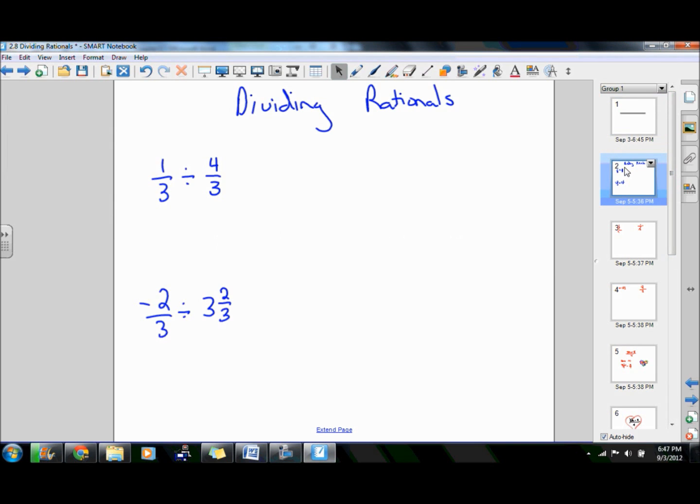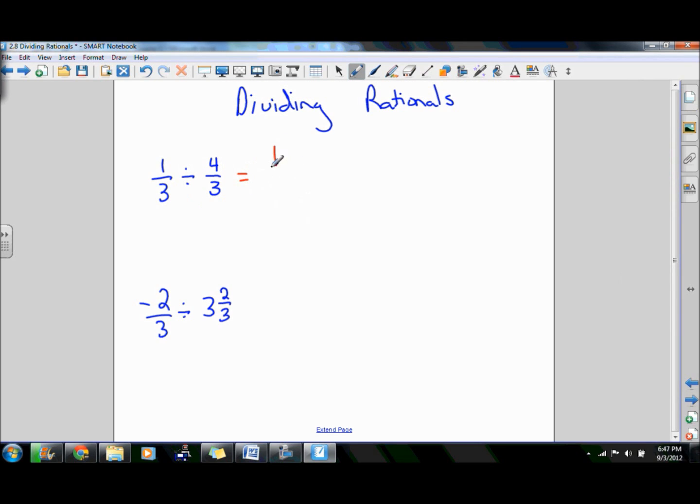Okay. Dividing rationals starts with fractions. We have two fractions together, and we can't do this problem, except we can turn it into a multiplication problem by flipping the second fraction. I hope that rings a bell somewhere. Flip the second fraction. Then we just multiply across. 1 times 3 is 3. 3 times 4 is 12. And now we have to simplify. We divide the top and the bottom by 3, and we get 1 over 4.